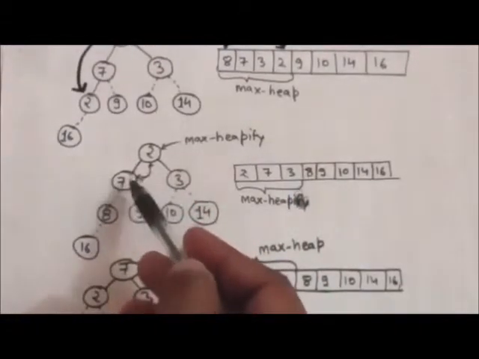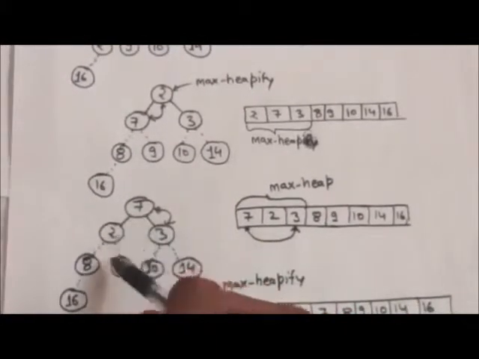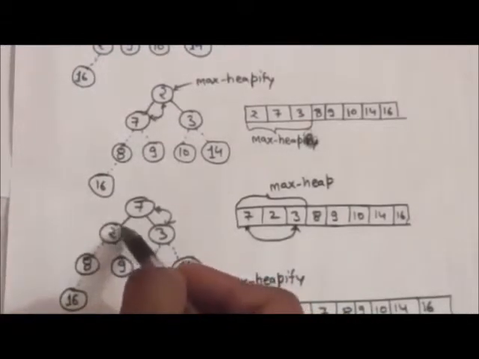Now the value at root is 2, its left child is 7 and its right child is 3. The largest value among root, left child of root and right child of root is of the left child of root. So we will exchange root with its left child, right? So after this, 7 will become the root, right? And 2 will become the left child of root. Now the left child of root has got a new value, that is 2, right? But it does not violate the max heap property, right? So the max heapify algorithm will terminate here, right?